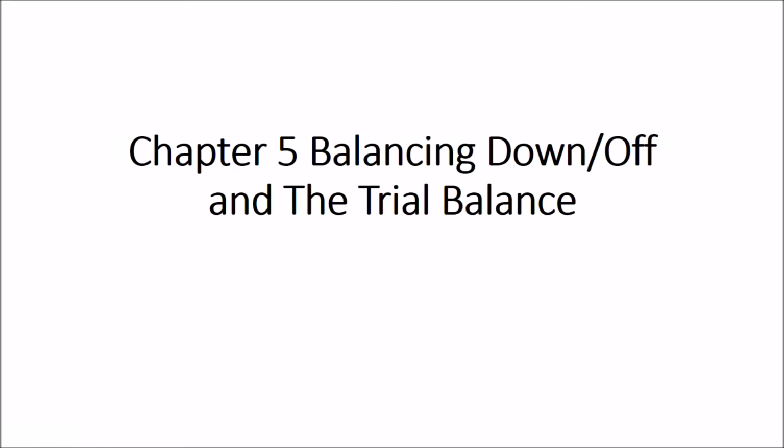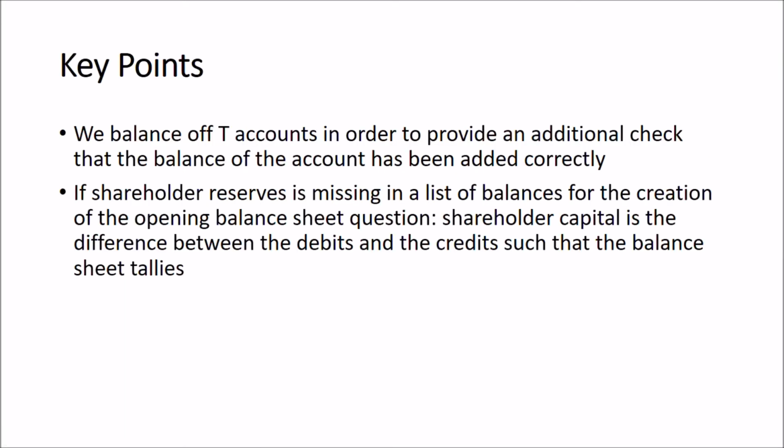Chapter 5, Balancing Down or Balancing Off, and the Trial Balance. So the key points in this chapter are: we balance off T accounts in order to provide an additional check that the balance of the account that we produced has been added correctly.